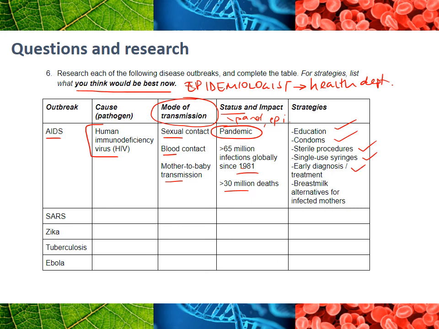Early diagnosis and treatment. HIV can't be cured, but it can be treated. You can stop it spreading. And then things like if a mother is infected and knows she's infected, having alternatives to breast milk. So ensuring she has formula available so she doesn't transmit that to her baby.